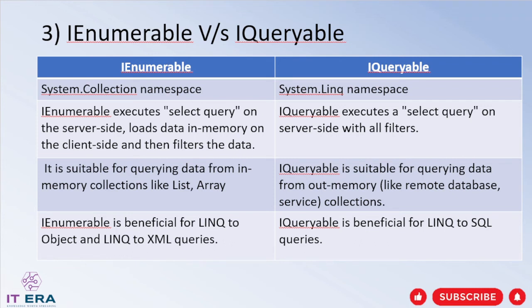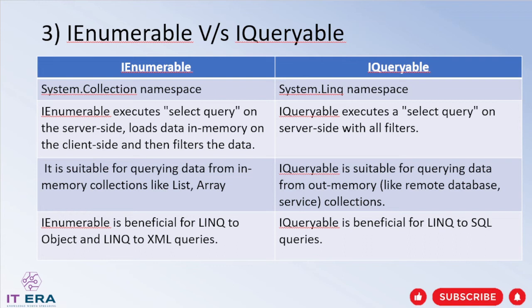While querying data from a database, IEnumerable executes the select query on the server side, loads data in memory on the client side, and then filters the data. Hence, it is suitable for querying data from in-memory collections like list, array, etc. Whereas, while querying data from a database, IQueryable executes the select query on the server side with all filters. Hence, it is suitable for querying data from out-of-memory sources like remote object services.